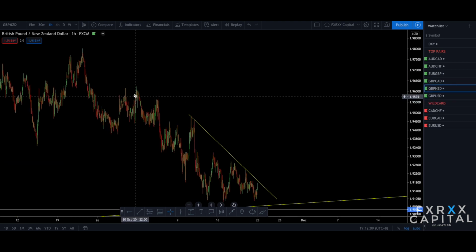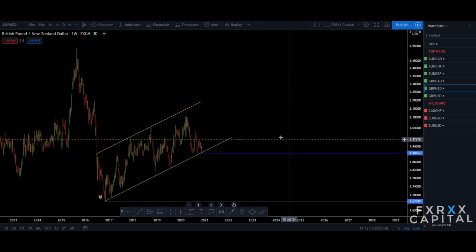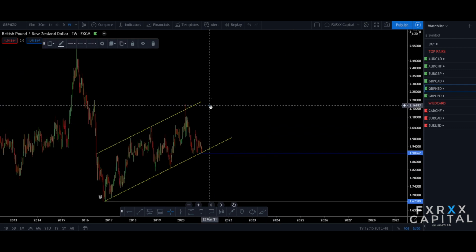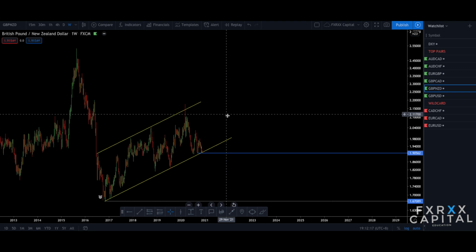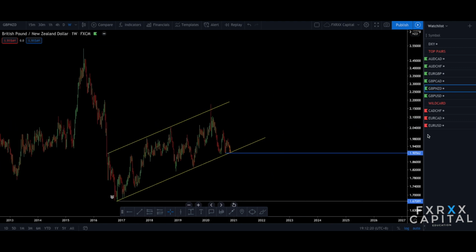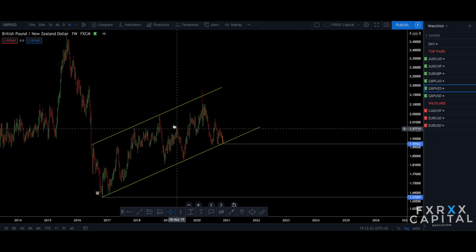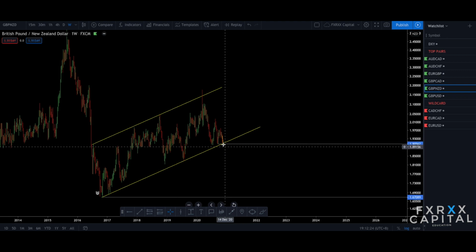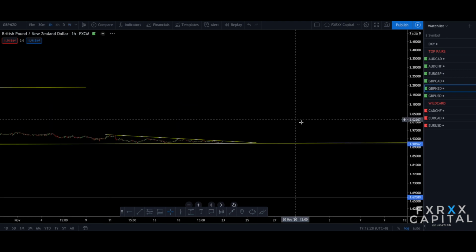Next we have Pound New Zealand dollar. Since last week, we are still in price development. I did not take this trade. However, we can see price going to have this ascending channel. This is a high probability area, and I'm looking for a buy setup.